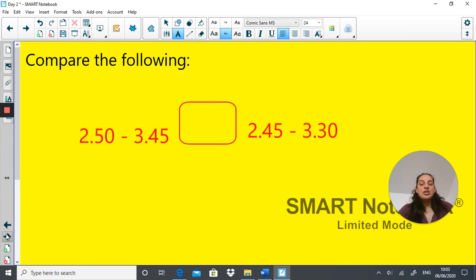Here we go. 2:50 to 3:45 and 2:45 to 3:30. So work out the elapsed time with your number line. If it helps you, you can work it out in your head, or you can look at a clock and do it visually, that's fine. But put the times down and then compare them. Pause the video and have a go now.